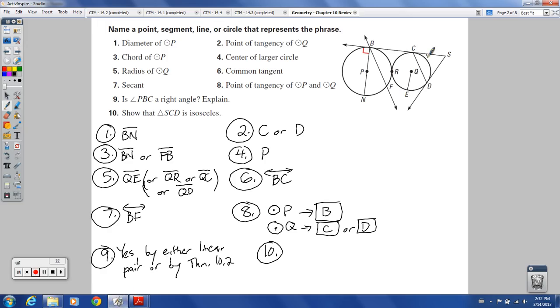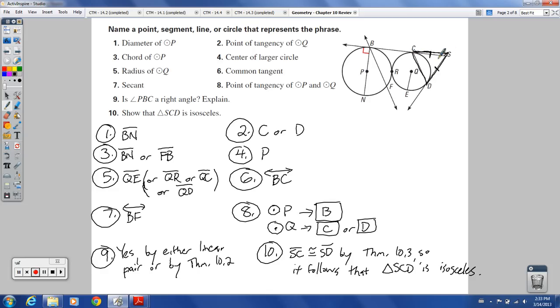There we go. So we can say for sure that this SC would be congruent to SD by theorem 10.3. So it follows that triangle SCD is isosceles. That's the definition of an isosceles triangle, that it has at least two congruent sides, just like this triangle right here. This is the triangle in question that has two congruent sides based on theorem 10.3.